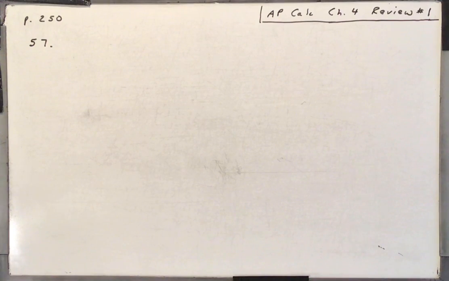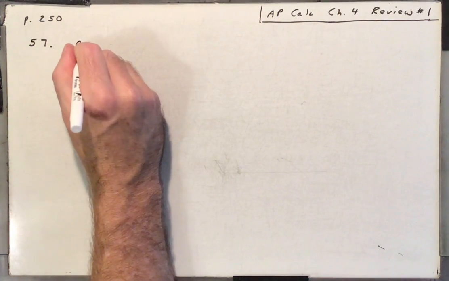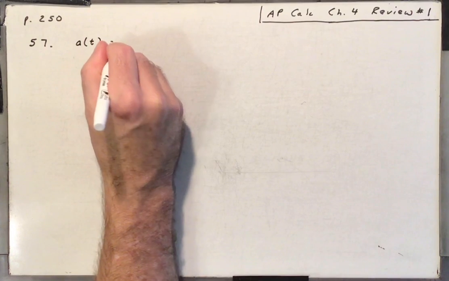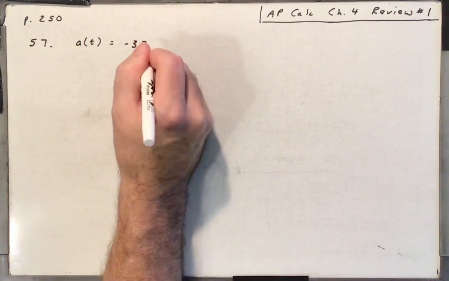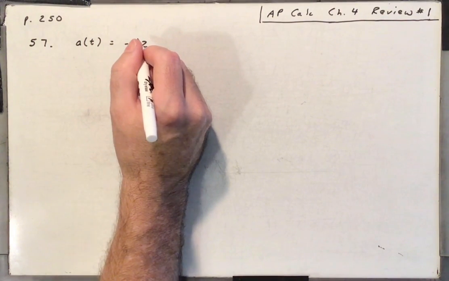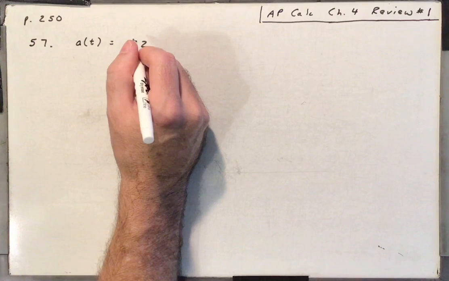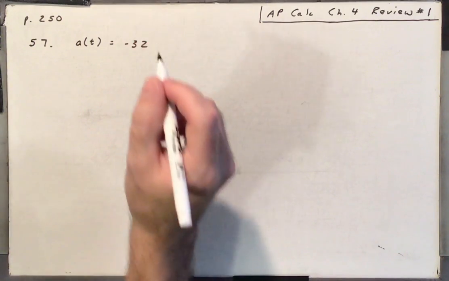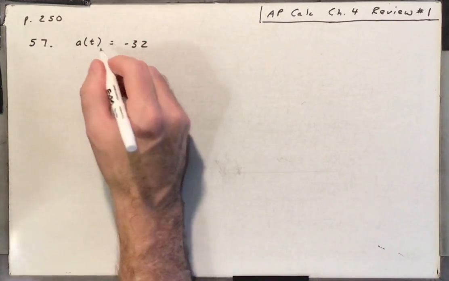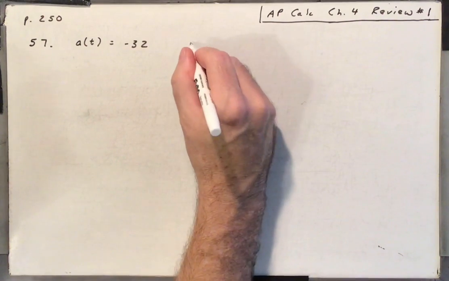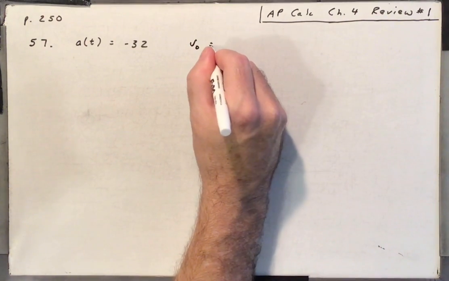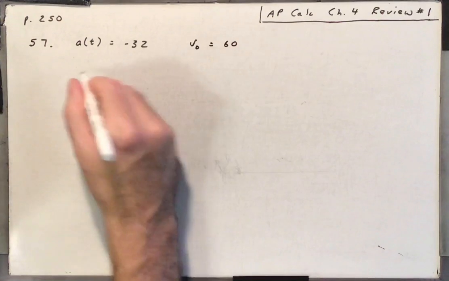So it says we're using a of t is equal to minus 32. All right, so 57 says a ball is thrown vertically upward from the ground with an initial velocity of 60 feet per second. How high will the ball go? Okay, so our initial velocity v naught is equal to 60.